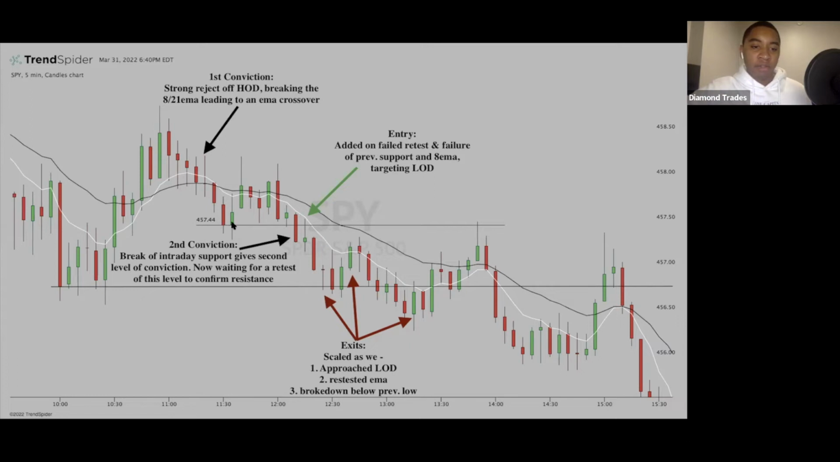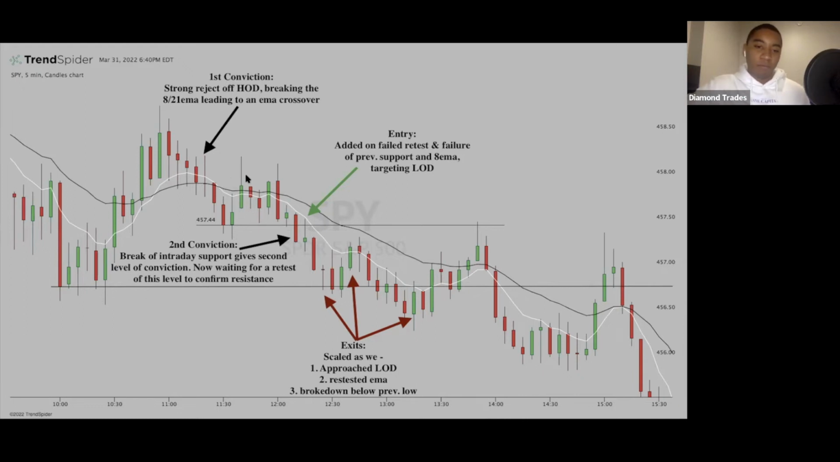We eventually get a bounce right here at 457.44. And now I'm watching this sell off to see, okay, are we going to reclaim this 8/21 and continue to chop around, or is this a new bearish trend on the day, right? That would be my second piece of conviction. And so we ultimately reject the 8/21 EMA yet again in these several candles right here, and actually close below this intraday support, right? So this 5-minute candle close below this intraday support is my second piece of conviction, ultimately telling me, okay, this is a trade that I want to take to the downside, and I want to target this low of day area right here.